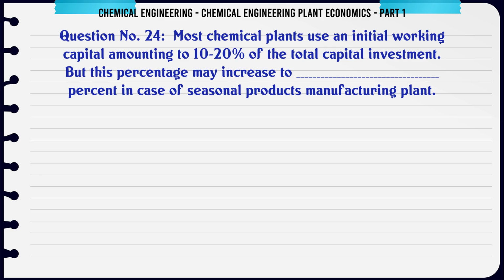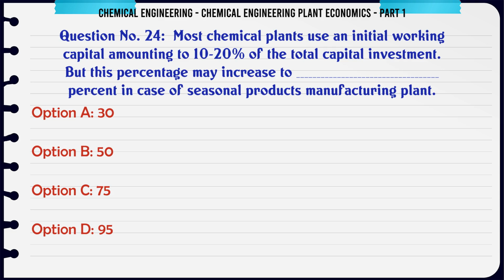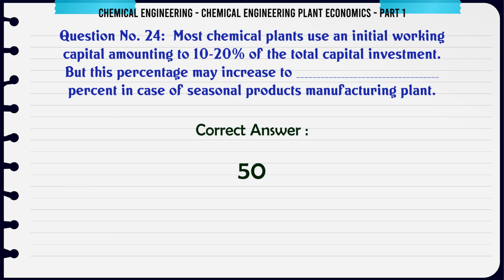Most chemical plants use an initial working capital amounting to 10 to 20% of the total capital investment, but this percentage may increase to blank percent in case of seasonal products manufacturing plant. A 30, B 50, C 75, D 95. The correct answer is 50.